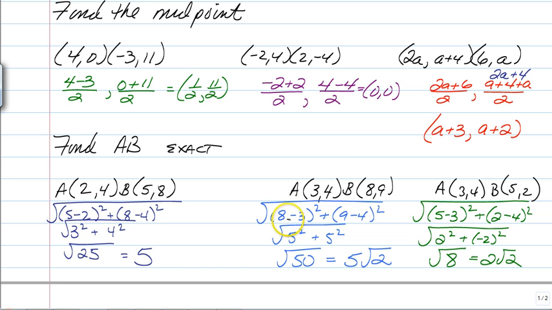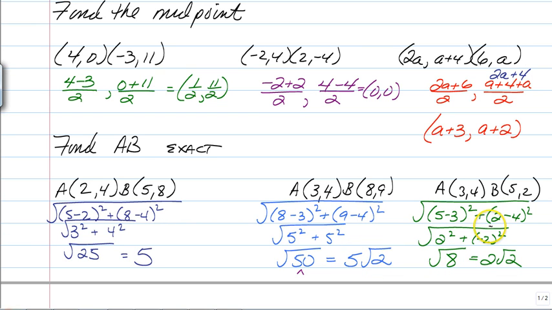In the next example, very similar setup. 8 minus 3 is 5 squared is 25. 9 minus 4 is 5 squared is 25, and 25 plus 25 is 50. But it said exact answers. That means you must use the factor tree to simplify, and you'll end up with 25 and 2, 5 and 5, so it's 5 root 2 when you're done.